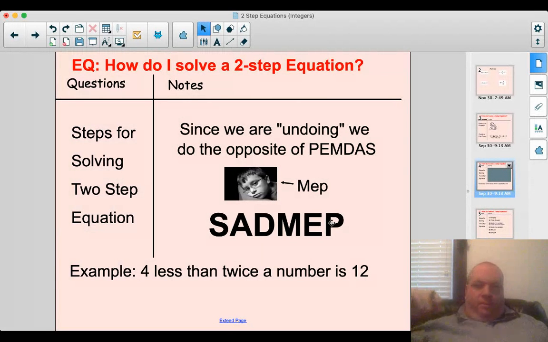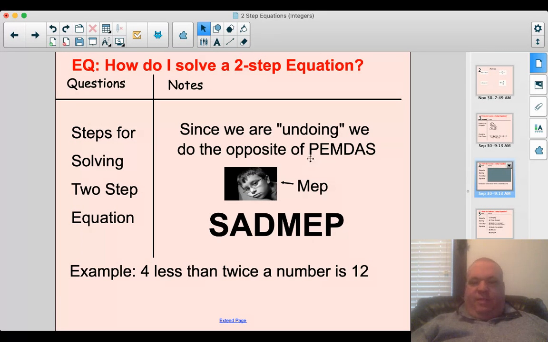All right. So SADMEP is going to help us remember what order to do things in. The idea is we're figuring out the order we would have done them, and then we're undoing them by going in the reverse order. Okay, so let's look at an example.